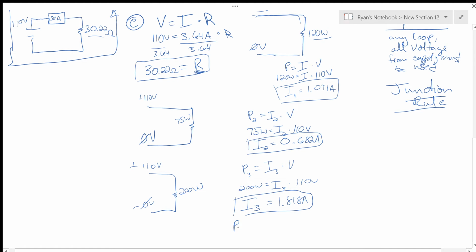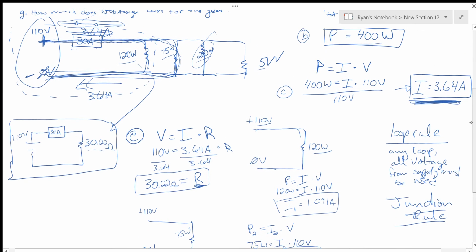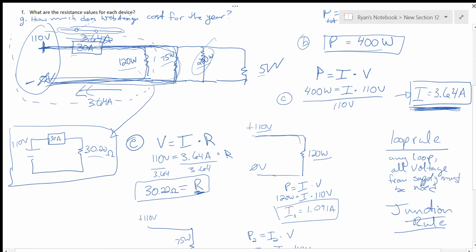And finally, P4, the 5 watt charger, at 110 volts. I don't know I4, so I4 is 0.0455 amps. So I had 4 currents, right? Well, the junction rule says at any junction, which is what starts to happen here, a junction is where current splits up. So the current splits up 4 ways.